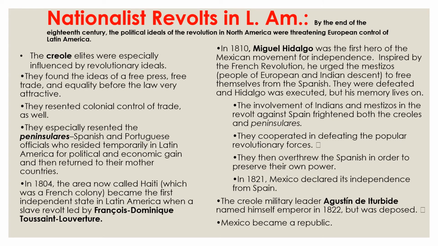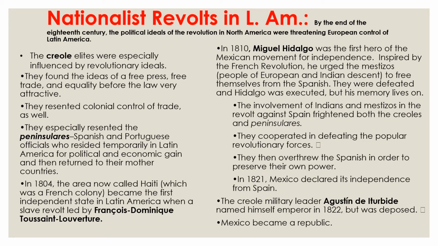In 1810, following in the footsteps of Haiti, Miguel Hidalgo was the first hero of the Mexican movement for independence against the Spanish. He had been inspired by the French Revolution. He urged the mestizos, those people of European and native descent in the region, to free themselves from Spanish control. They were defeated and Hidalgo was executed, but his memory lived on for later movements.